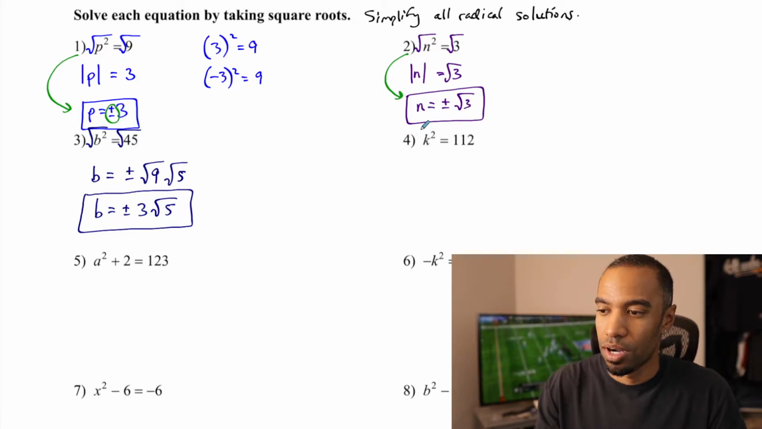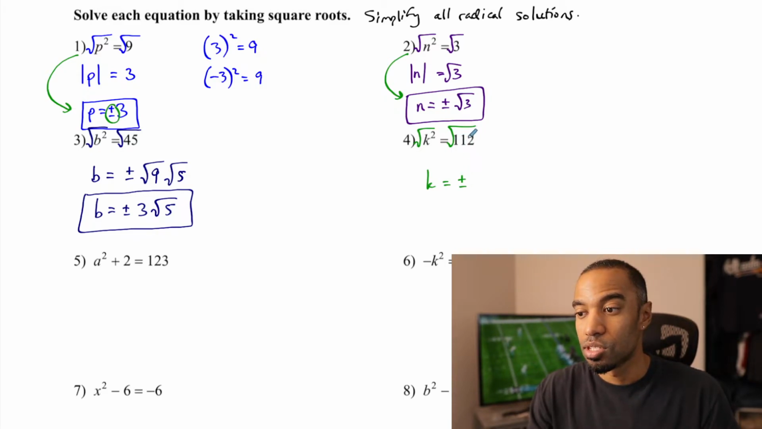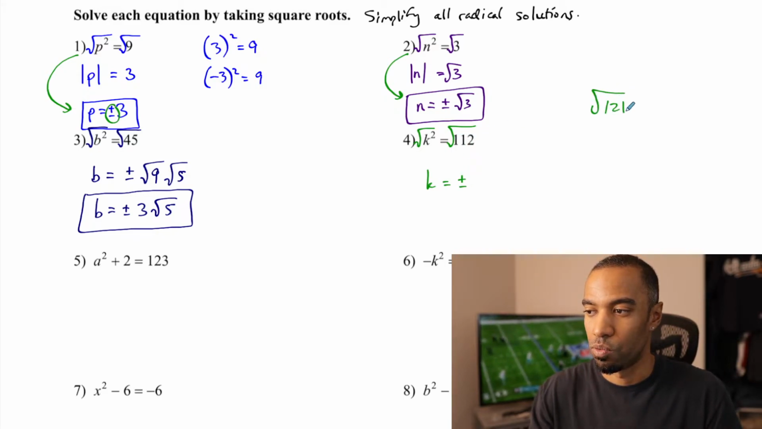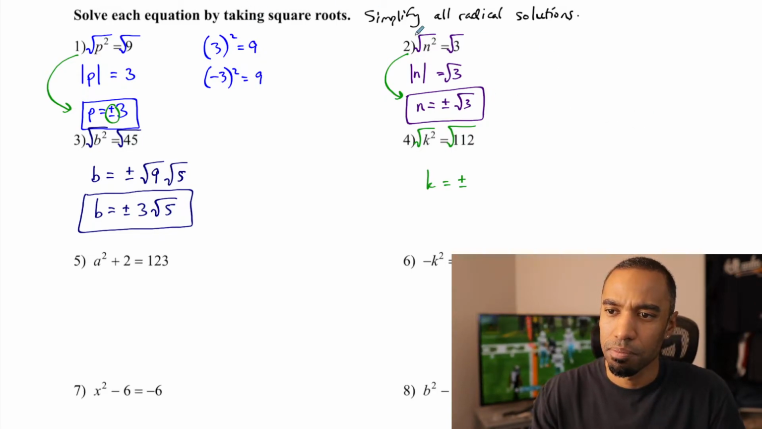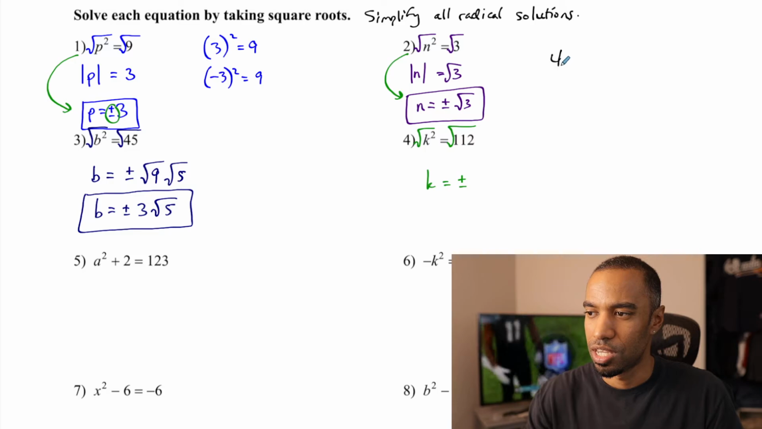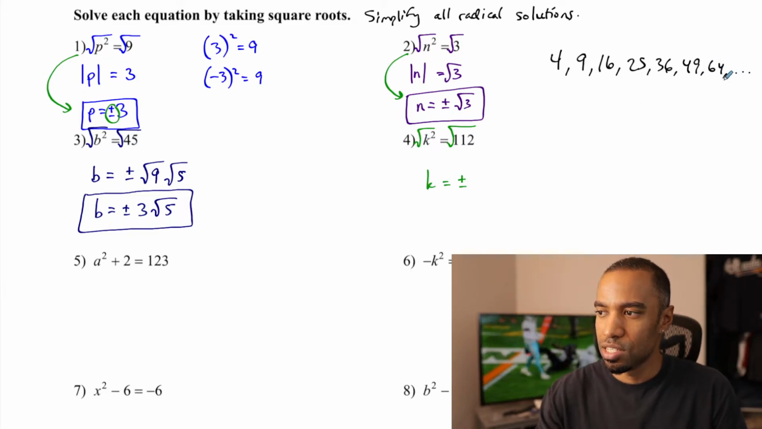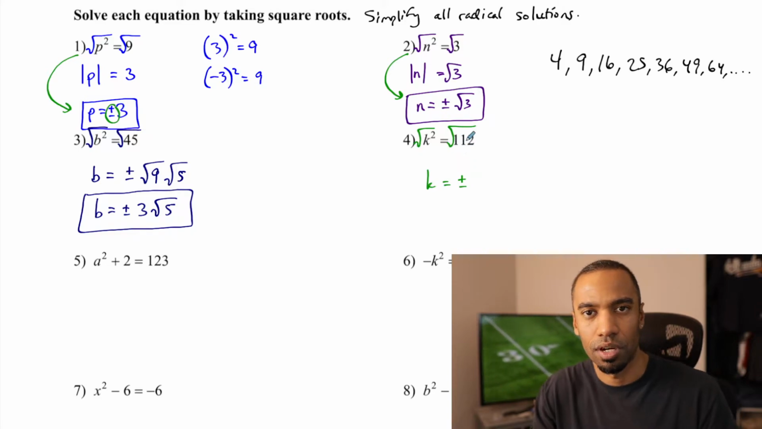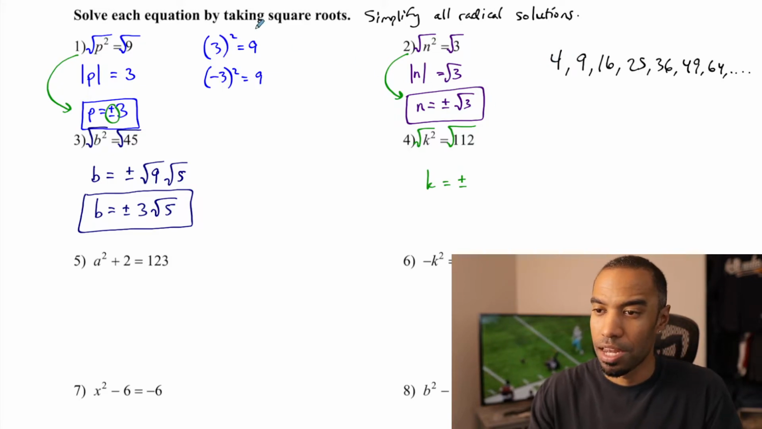Number 4, k squared equals 112. Same thing, I'm going to take the square root of both sides right here, and I'll get k equals plus or minus what? This is not 11. For those who know, the square root of 121 is 11, but not the square root of 112. This is not a perfect square. It's something that we can try and divide a perfect square out of. You know, we're considering this list here. Can we divide it by 4, 9, 16, 25, 36, 49, 64, etc.? I'd say 64 is too large because it's more than half of this. Let's start with 4. It can divide by 4 and you'd get 27.